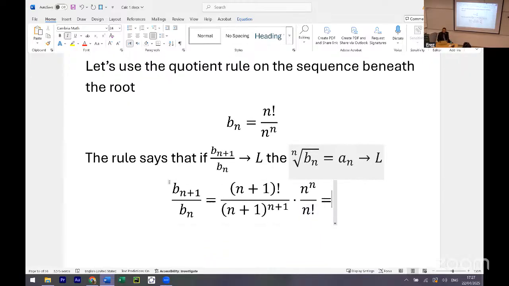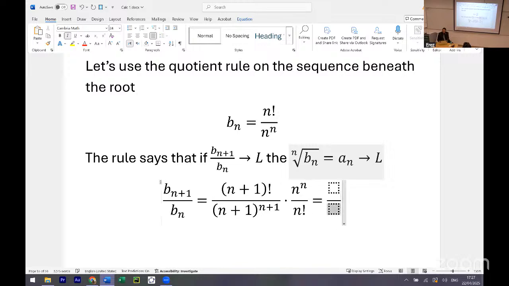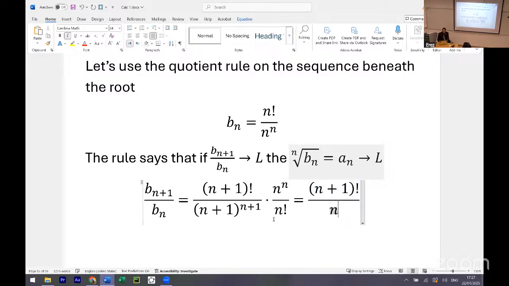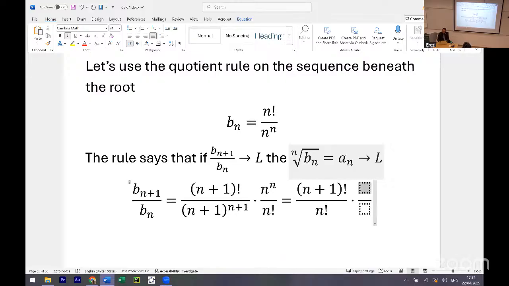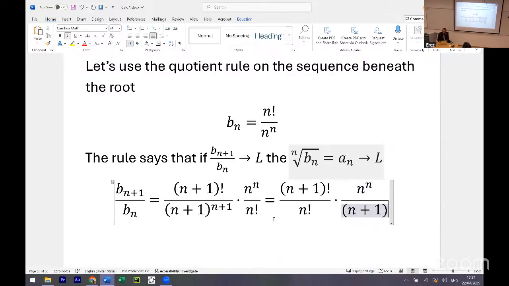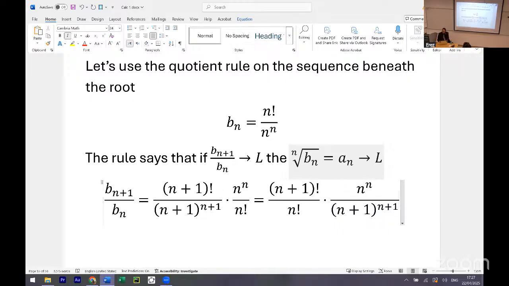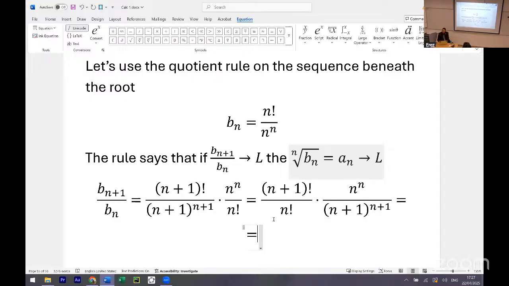Let's do some algebra. We have n plus 1 factorial over n factorial, times n to the power of n over n plus 1 to the power of n plus 1. What is n plus 1 factorial over n factorial? That's n plus 1. Okay, what can we do next?